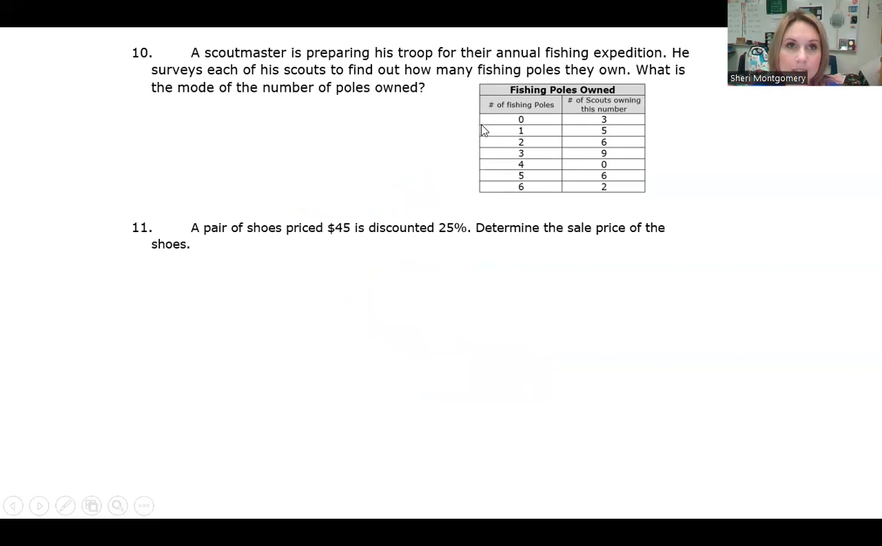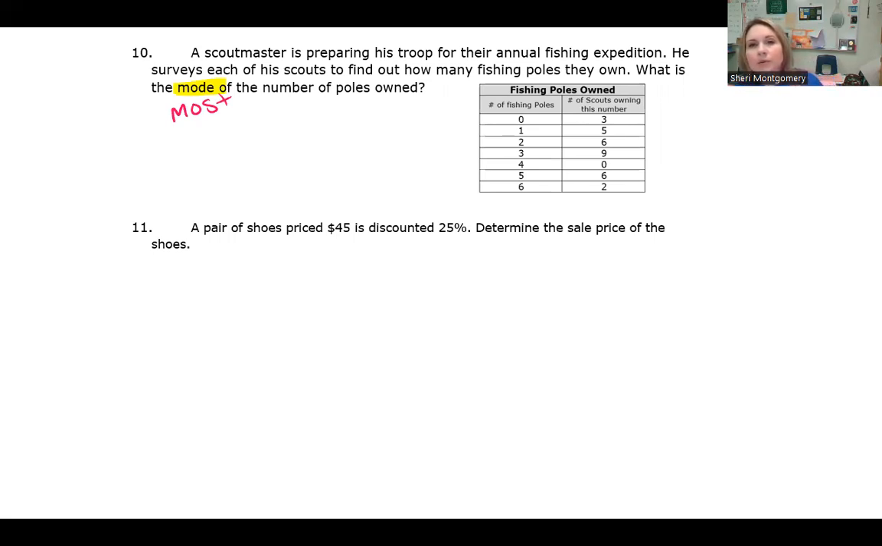Moving on, we've already seen this chart. Let's see if we can figure out our new mode. It says a scoutmaster is preparing his troop for their annual fishing expedition. He surveys each of his scouts to find out how many fishing poles they own. What is the mode? Remember, mode is most. The most amount of fishing poles that they own. So looking at this chart, where's the most of the students at, for the kids?